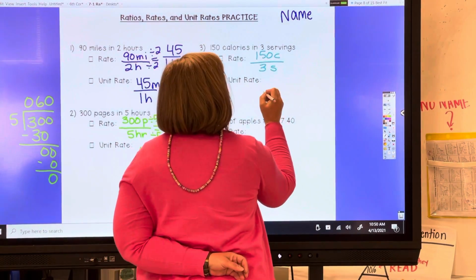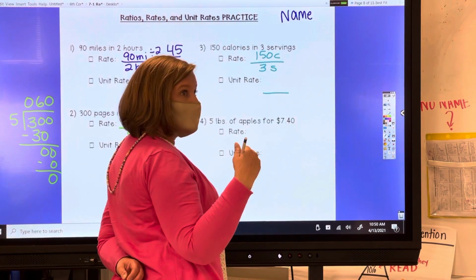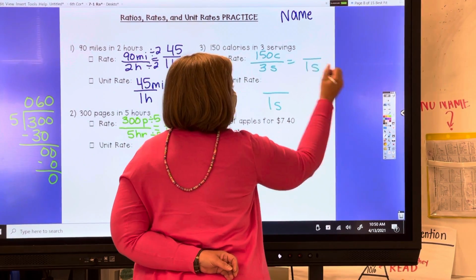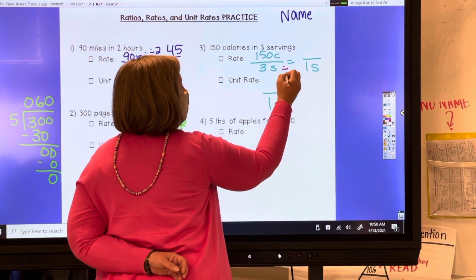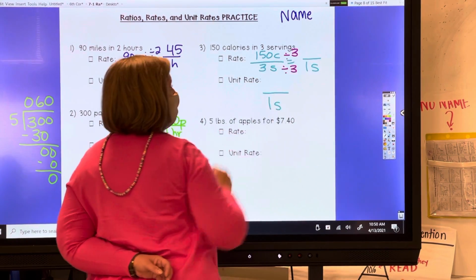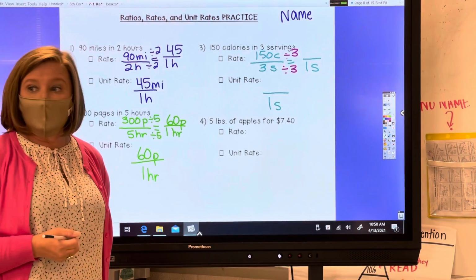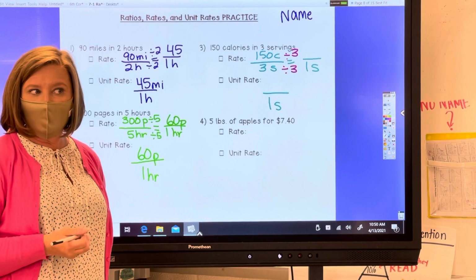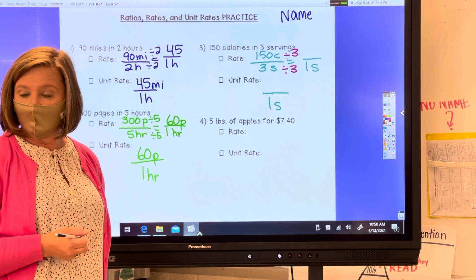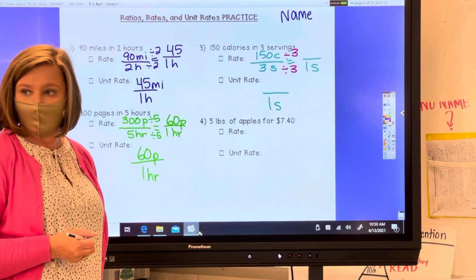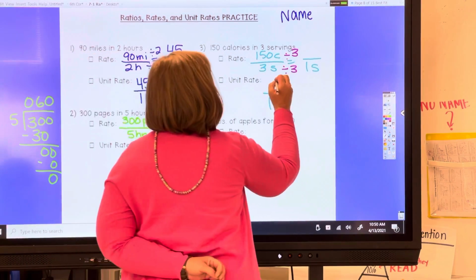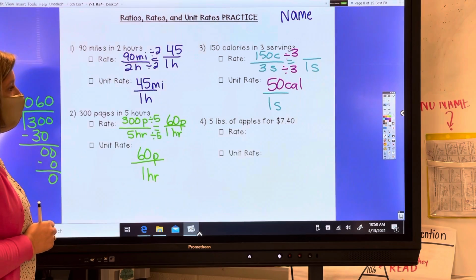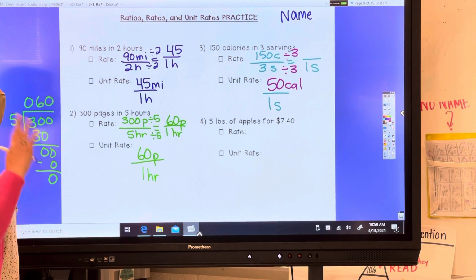In order to find the unit rate, what does my denominator have to be? 1. So how do I get from 3 to 1? Divide by 3. So 150 divided by 3 is what? How many times will 3 go into 15? 5. How many times will 3 go into 0? So it's 50 calories per serving. All right, number 4.